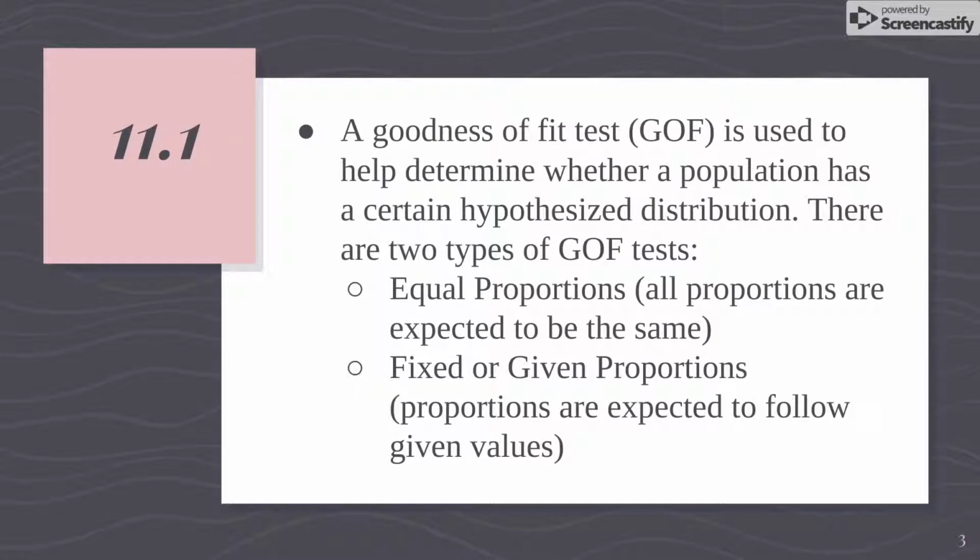There are two types of goodness of fit tests. Your first one being equal proportions. This is where all the proportions are expected to be the same. Your second goodness of fit test will be fixed or given proportions. This is where your proportions are expected to follow given values.